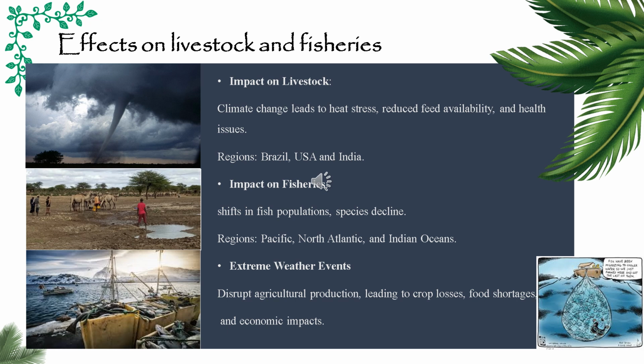Second, the impact on livestock includes regional examples. In the United States, in hot states like Texas, heat stress reduces dairy and beef cattle productivity. In Brazil, high temperatures affect beef cattle productivity, causing reduced weight gain and higher mortality rates. In India, extreme heat reduces milk production in dairy cattle and affects poultry, impacting the dairy industry.